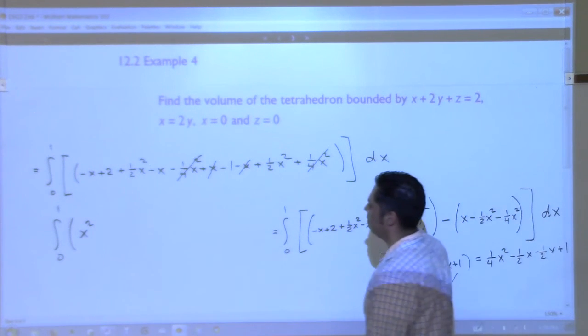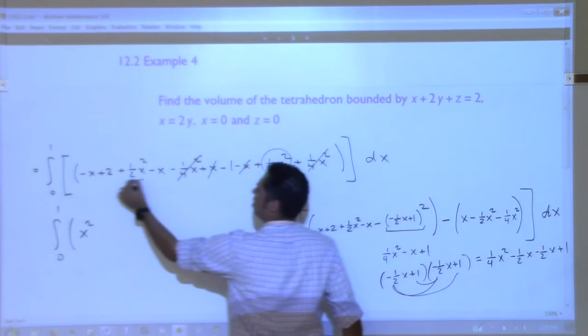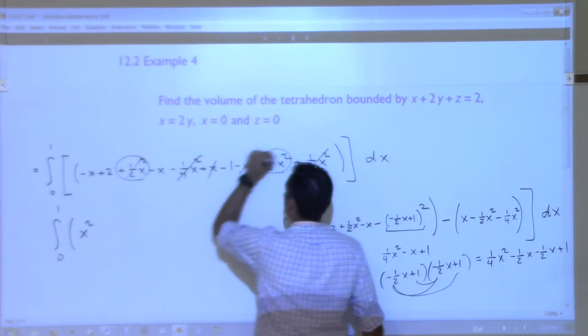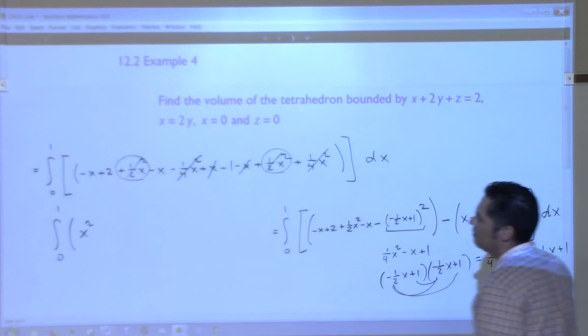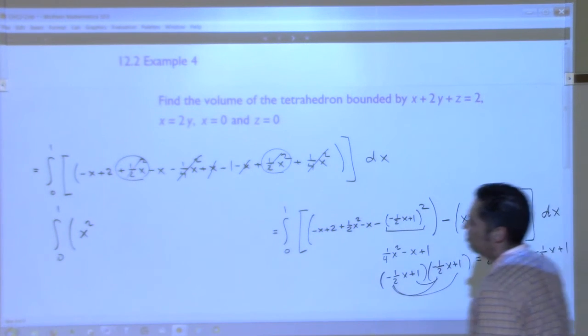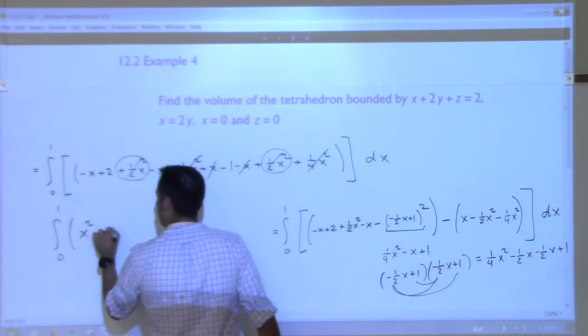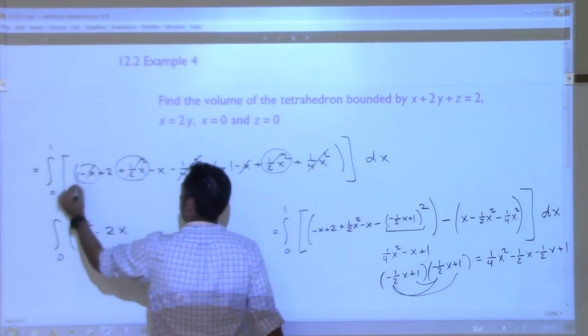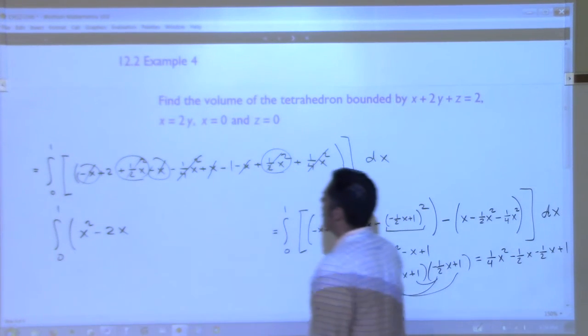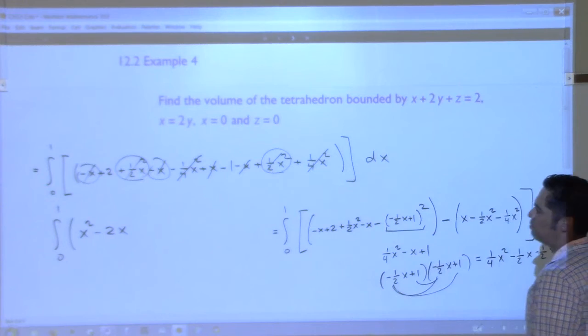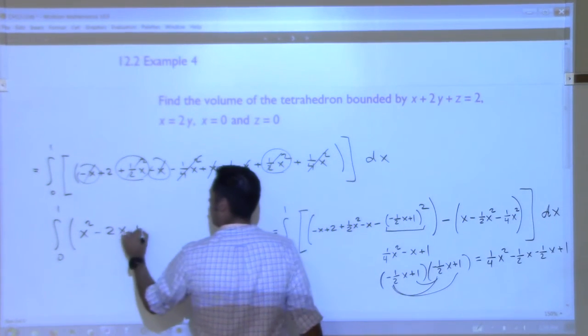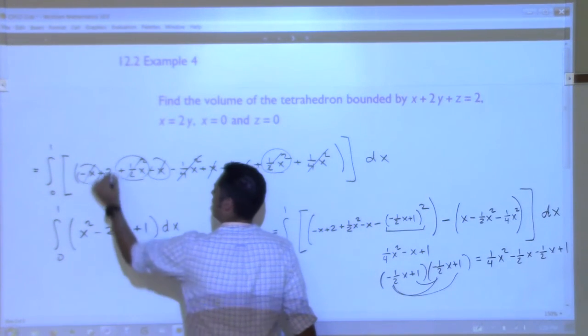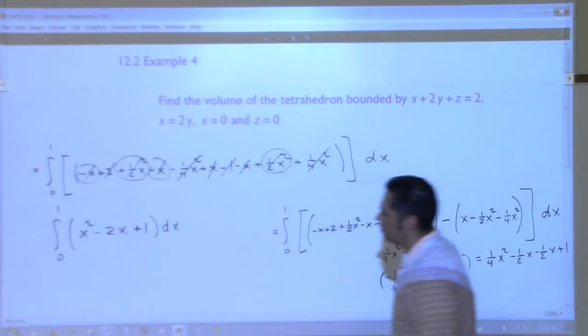I think we're good. This and this are going to go together to give me that, so I've done that. How many x's do I have? Minus x, minus 2x? So that takes care of that and that. And then constants, just plus 1. Actually not too bad at the end of the day here.